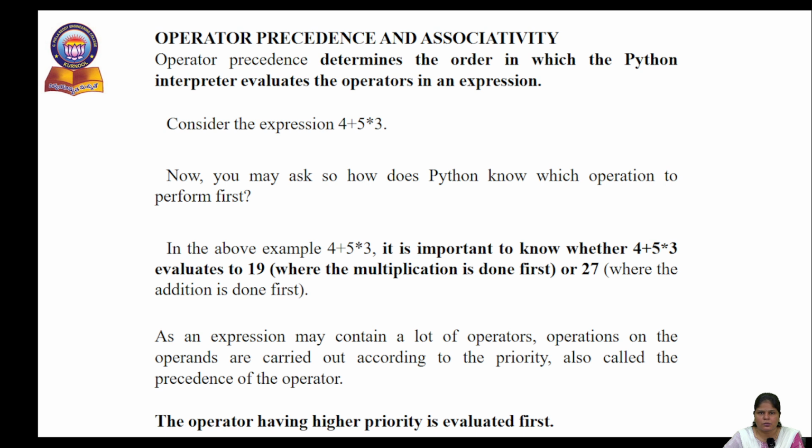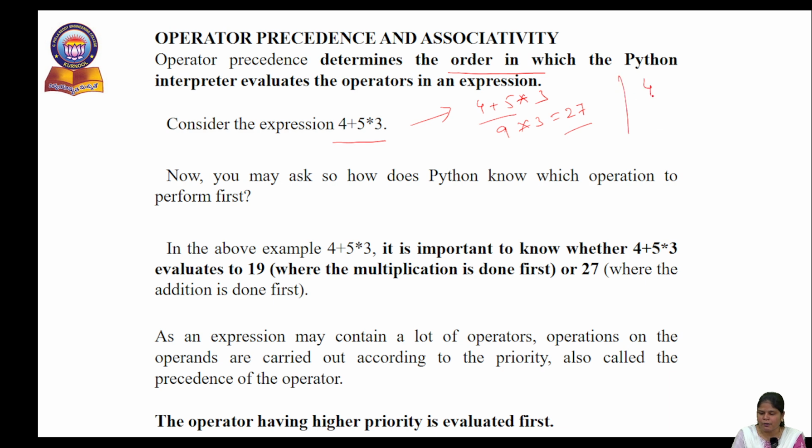Operator precedence determines the order in which the Python interpreter will evaluate the operators in an expression. For example, if we have the expression 4 plus 5 into 3, and I evaluate 4 plus 5 first and then multiply it with 3, I will get the output as 27.